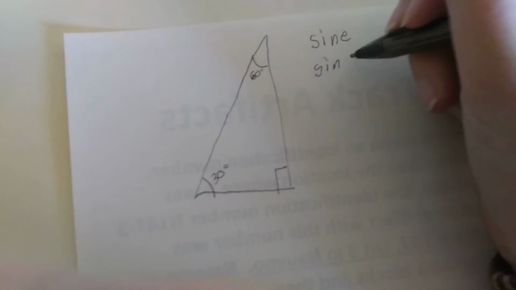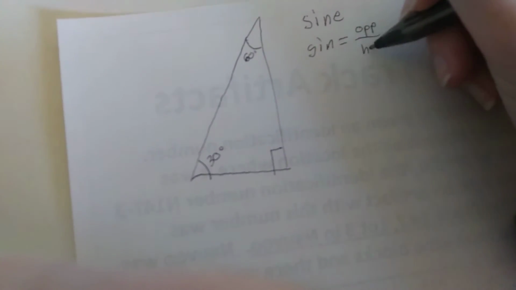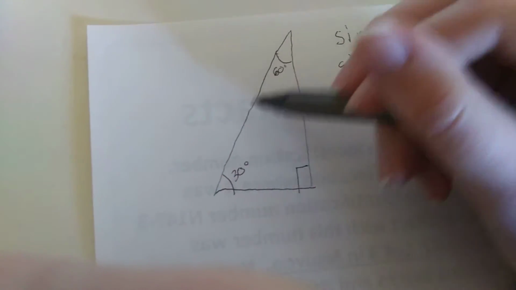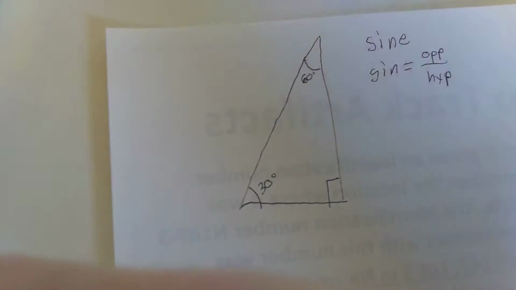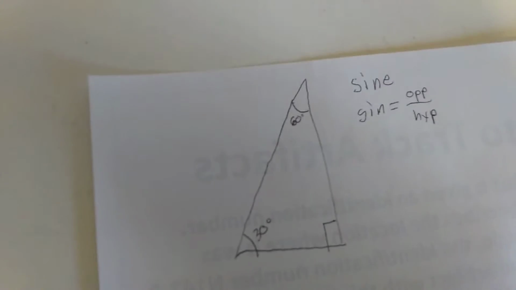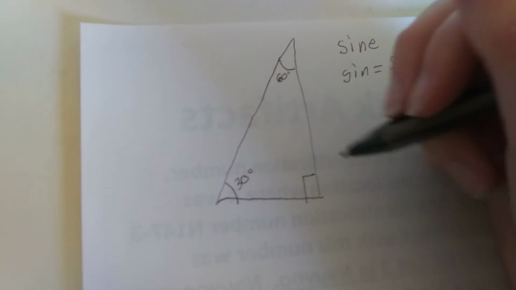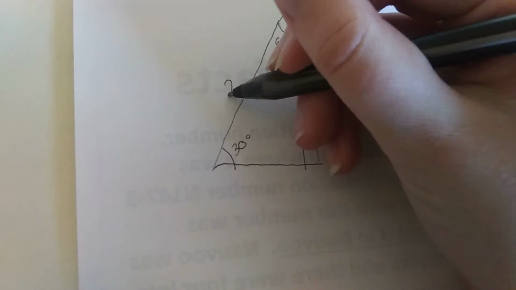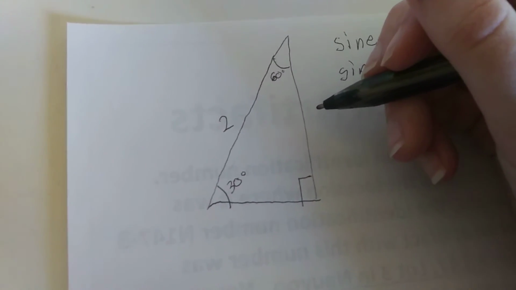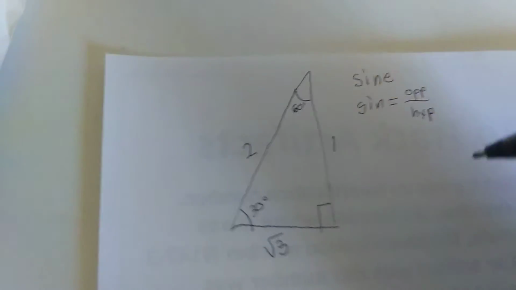So let me write opposite over hypotenuse. So the hypotenuse is this long diagonal edge, the one across from the right angle. So when you say sine, let's pretend we've got this side is 2 units or inches or whatever you want to say long. This one is 1, and this one is square root of 3.